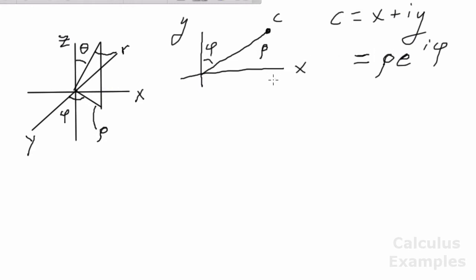If you want to know how to get that, you just substitute for x, rho times the sine of phi, and substitute for y, rho times the cosine of phi, right? And you factor out the rho, and then you use Euler's formula for e to the I phi.